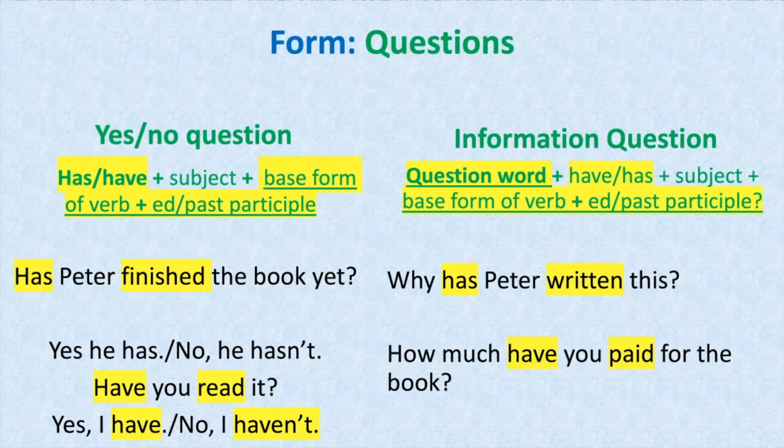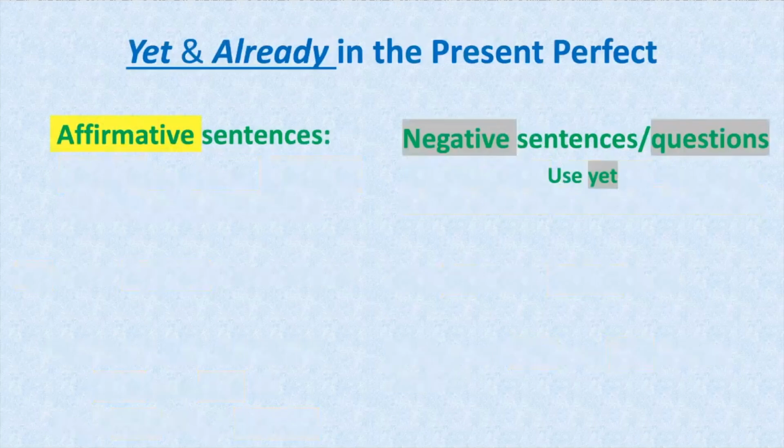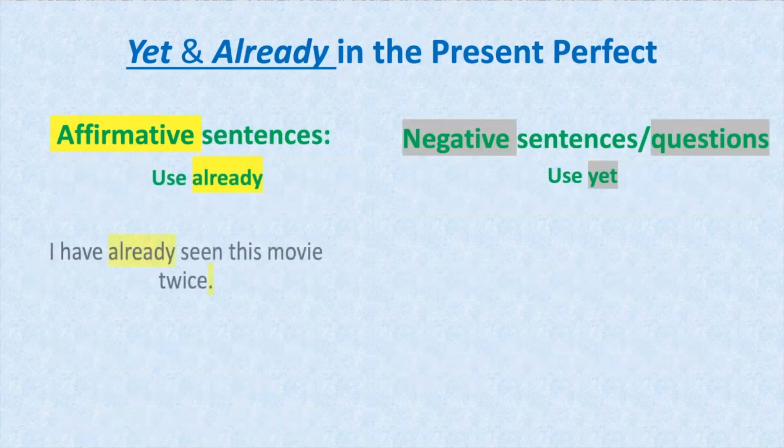Let's discuss briefly the difference between yet and already in the present perfect. Although yet and already essentially mean the same thing, we use them differently. Remember to use already in affirmative sentence. For example, I have already seen this movie twice. By using already here, I'm highlighting that this action has been done. I have seen this movie.